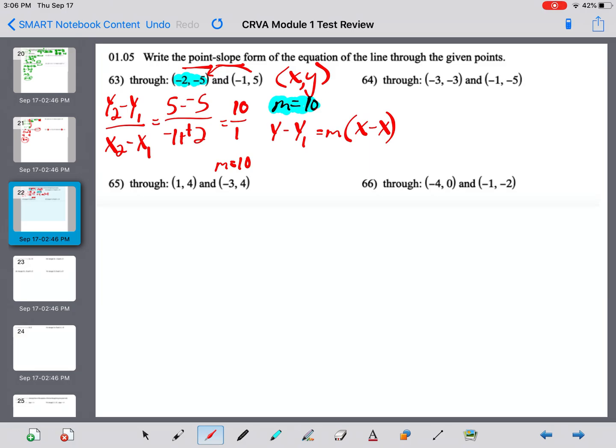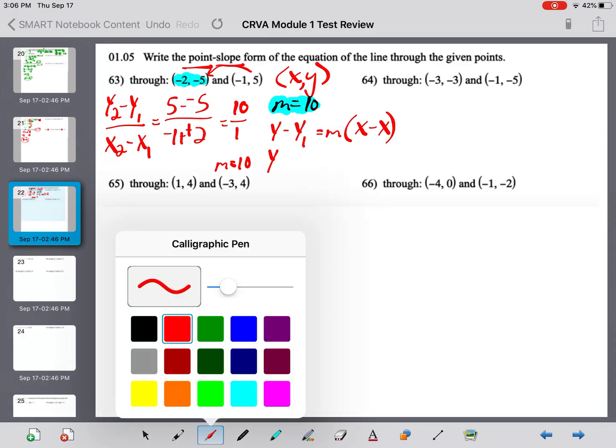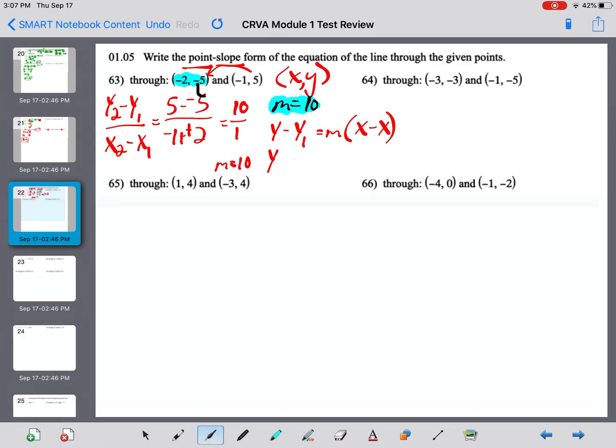In fact, I just need to write point slope form, so I'm almost there. My y coordinate that I choose to use goes in there. So y minus -5. Why I like that is because subtracting a -5 is the same as adding a +5. The slope that I calculated, which is 10, goes in place of m. And then the x coordinate from the coordinate pair that I chose goes in place of the second x. So it's x minus -2.